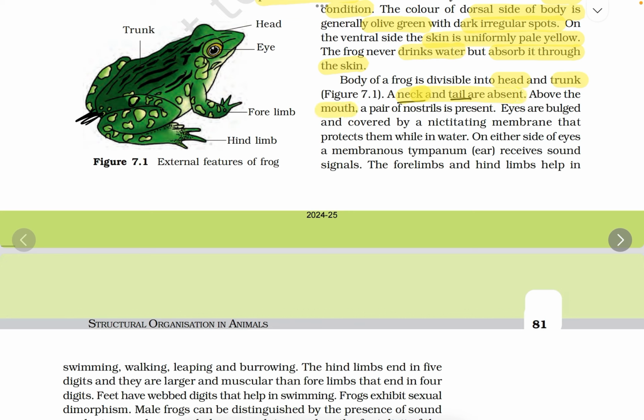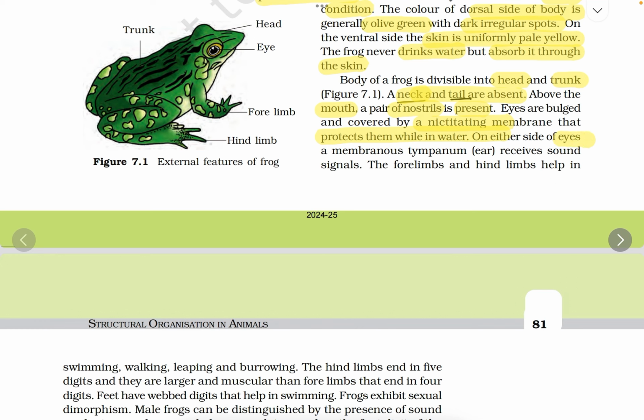Above the mouth, a pair of nostrils is present. So above the mouth, if you see, it has a pair of nostrils. Eyes are bulged and covered by a nictitating membrane that protects them while they are in water. As you can see, it has some kind of membrane which is going to protect them when they are in water. Because they stay both in water and on land.